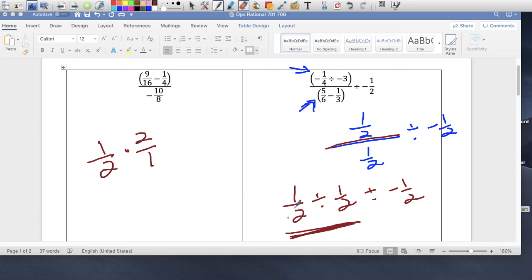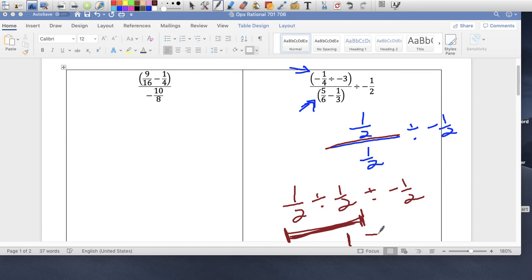So keep the first fraction, change the division to multiplication, and use a reciprocal of 1 over 2, which is 2 over 1. And if you multiply this across, you get 2 over 2, which is just simply 1. So this whole thing becomes 1. So I'm going to rewrite this. Again, this whole part from here to here equals 1.